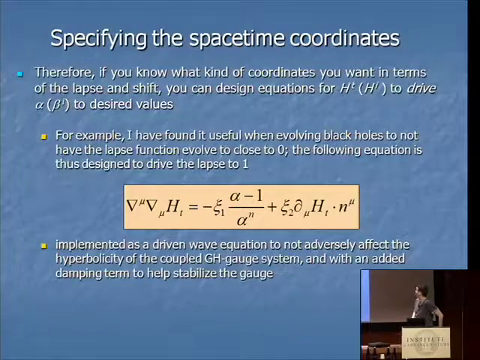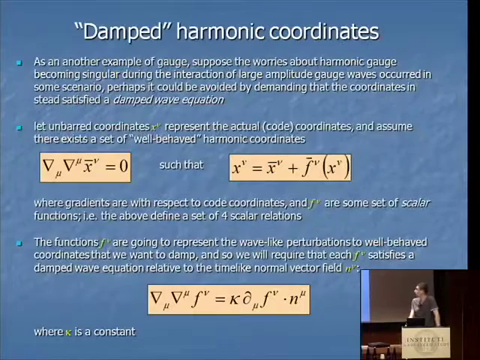So this is one example. Of course, you don't have to appeal to the lapse and the shift. There are other ways of coming up with gauge conditions. I just wanted to mention this one, damped harmonic coordinates. And this is just, well, let's take that idea seriously that there really could be problems in harmonic gauge if there are gauge waves and they superimpose and that causes things to go singular. So let's try to devise a condition that will damp out such coordinate waves.